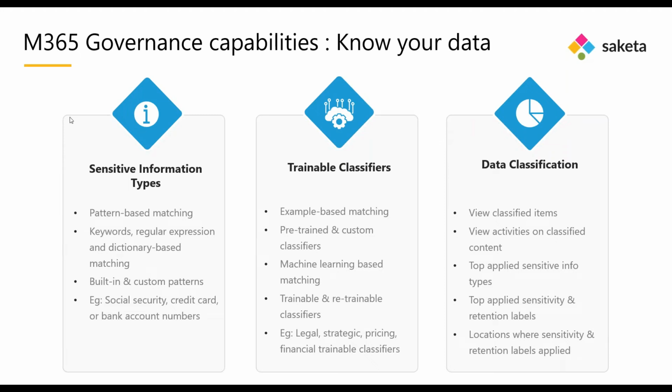Know your data. Under this milestone, we have three options available from Microsoft to identify sensitive data across the tenant. The first one is sensitive information types. This is one of the compliance features available in Microsoft 365, where it is pattern-based matching. That means you choose your keywords. It can be names, or regular expressions you write to identify the content, and you define a sensitive information type based on your keywords, so that wherever your sensitive data resides in a document, it will be matched.